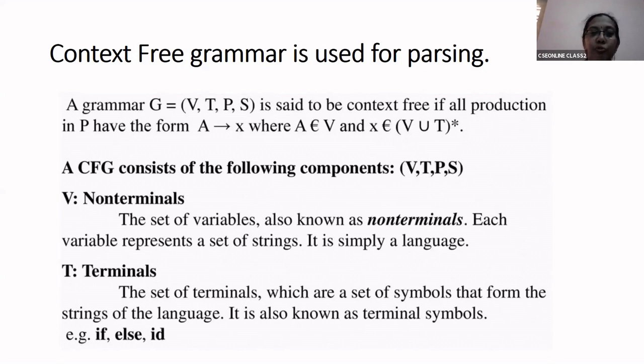And P is a set of productions. So here you can find how a production looks like: A derives X. You have the left hand side and the right hand side of the production. The left hand side is always a variable and the right hand side may be a variable or a terminal. And then every grammar will have a start symbol, which is represented by S.